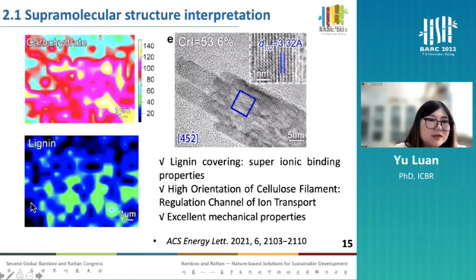Also, we observed the thin layer surface of aggregates through imaging technology. There is not only lignin, but also hemicellulose and cellulose. So there is cellulose in the middle of the whole thin layer. It has very good mechanical properties.